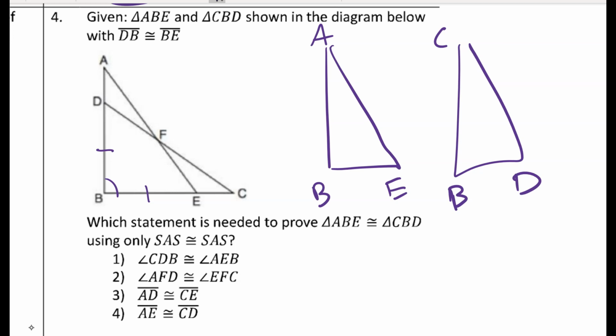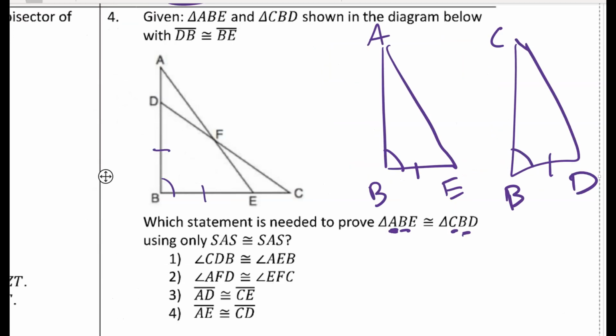Now, if you're wondering how I put those letters in that order, it was because I knew that A went to C, B goes to B, just because of the order of the letters here. So they tell me that BE is the same as BD, and I know that angle B is the same on both of them. So that's an angle they have in common, that's a reflexive angle.